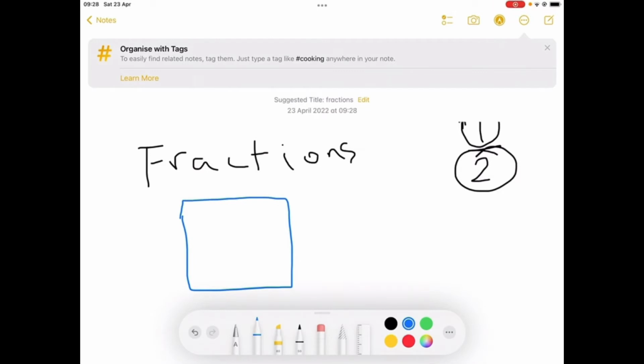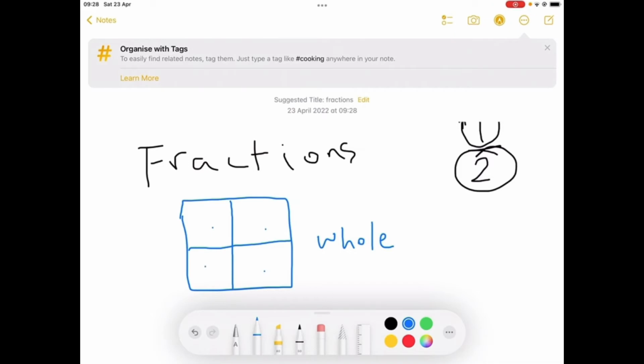Let the square be our whole. A whole is the whole value. In this case, 1, since there's only one square. You want to cut the square into 4 equal parts. The way to do this would be to divide the square into half first. Then you would cut it in half the other way. This gives you a whole divided into 4 equal parts. 1, 2, 3, 4.